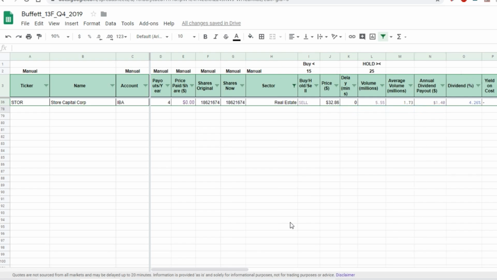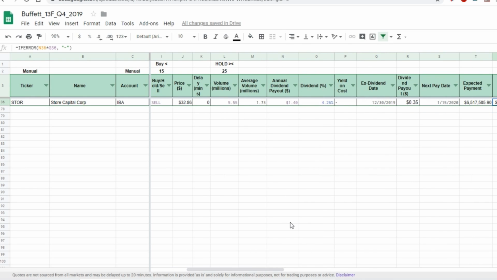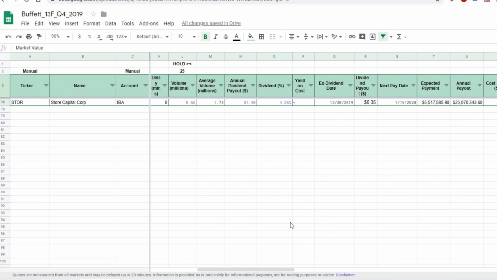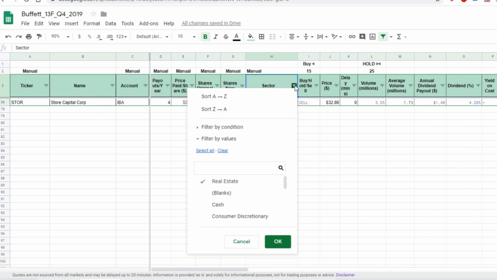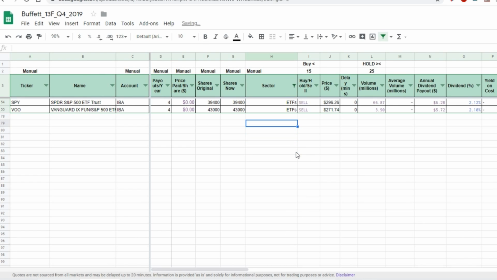So that being said, he's still making $26 million a year off of Store Capital. It's over a $500 million position, which is kind of cool. I think a lot of folks that were individual investors and are really into real estate investment trusts were really surprised and excited to see Warren put some of his financial confidence within the real estate investment trust community.